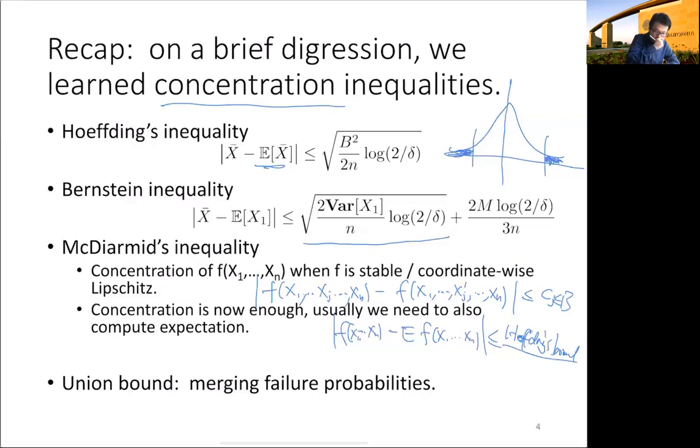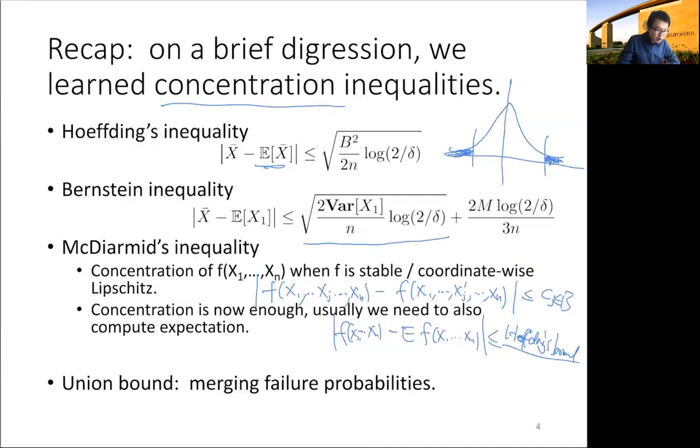Yeah, so that's McDiarmid inequality. And then how do we call multiple such inequalities and make sure that they work together? We introduce this tool called the union bound, which allows us to merge the multiple failure cases by combining their failure probabilities. Okay, so these are some standard hammers that we use.